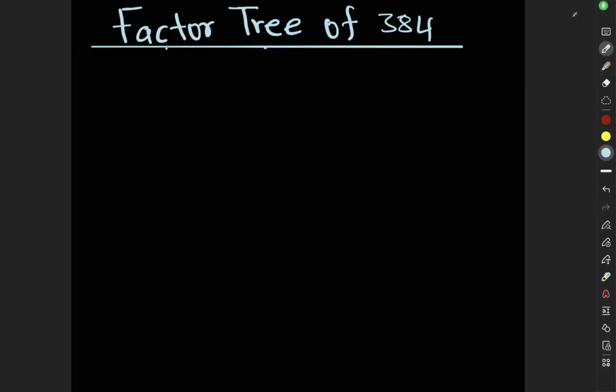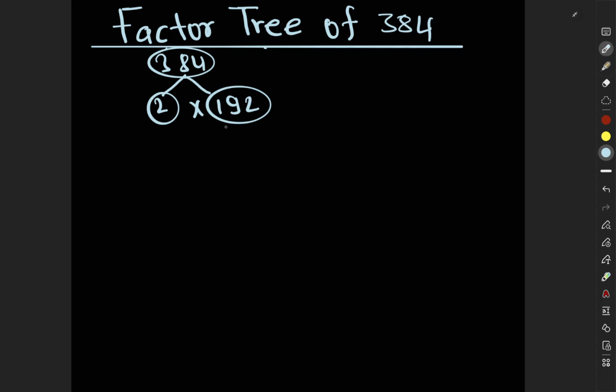Factors of 384. So 384 can be written as 2 times 192. 2 times 192 means 384. 192 can be written as 2 times 96. 2 times 96 means 192.